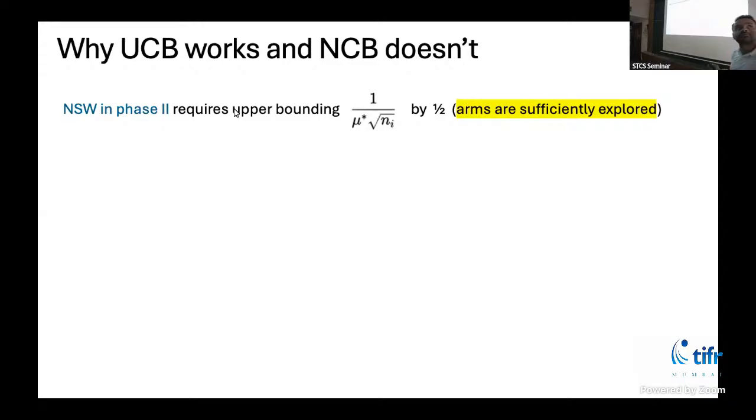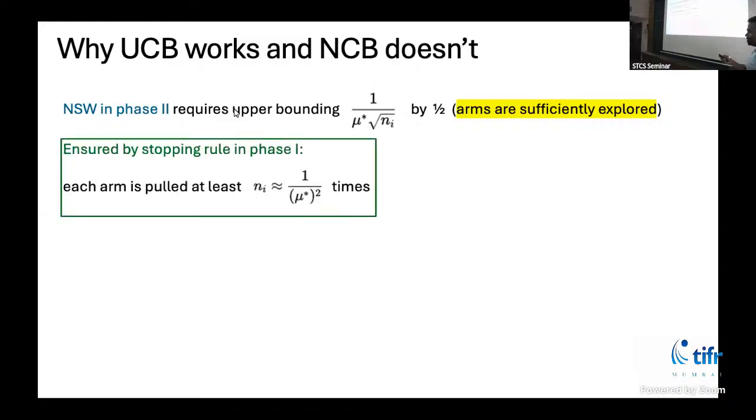Okay, so now let's summarize why UCB works and why NCB doesn't. The key point in our proof is that to bound Nash social welfare in phase 2, we need to upper bound this term, 1 by mu star times square root of Ni by half. This is an algebraic thing. This tells us that arms are sufficiently explored, and we need to ensure that by upper bounding this by some constant less than half.